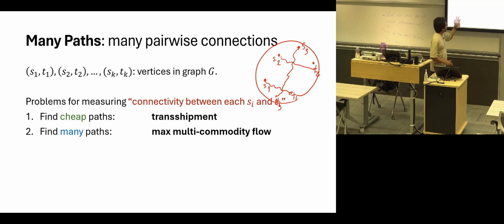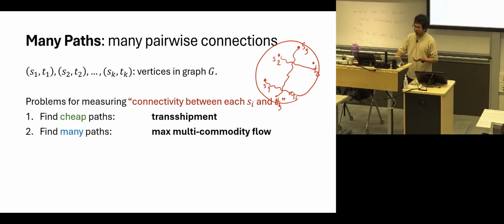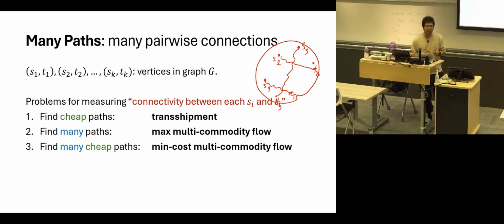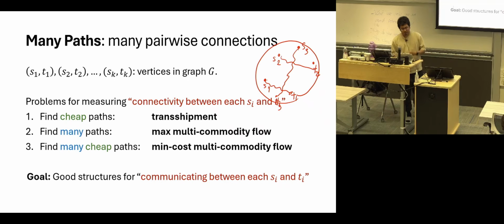You can ask about many paths that connect all these pairs too, and many cheap paths. All of this corresponds to some version of the multi-commodity flow problem. So this is like a question of finding good structure connecting every pair S_i T_i.